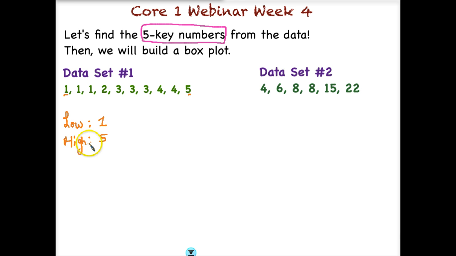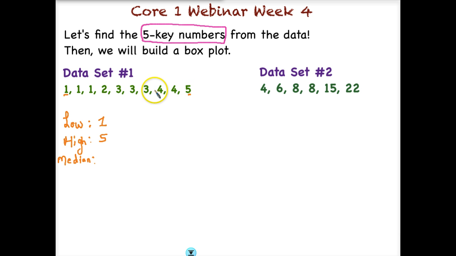So based on this, can you guys think of a third one that you might have seen before if you've done box plots? What would be a third key number? Does anyone know? Dustin, you're awesome. Thank you. The median, very good. So we've got the high, we've got the low, and then we've got the median. So you guys know how to count and find the median. It's just the very middle number.